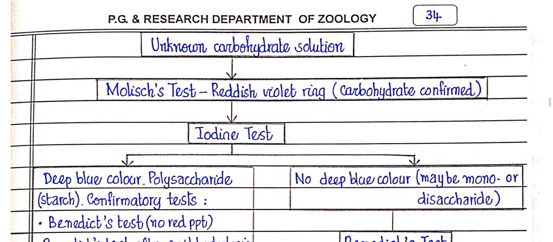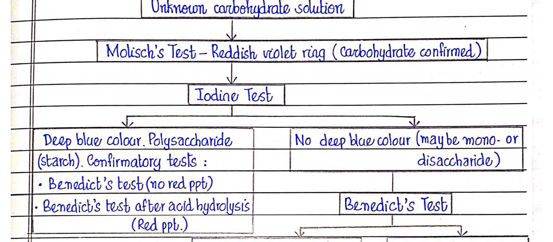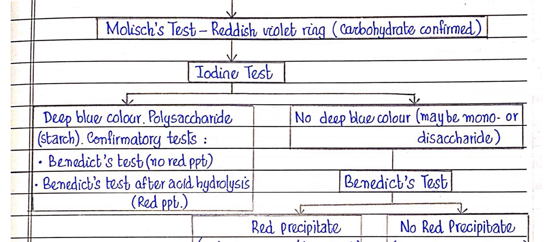Then the iodine test is the second step. There are two possible results. Deep blue color indicates the polysaccharide starch. Confirmatory tests will be performed, like the Benedict test: no red precipitate. Then the Benedict test after acid hydrolysis: red precipitate.